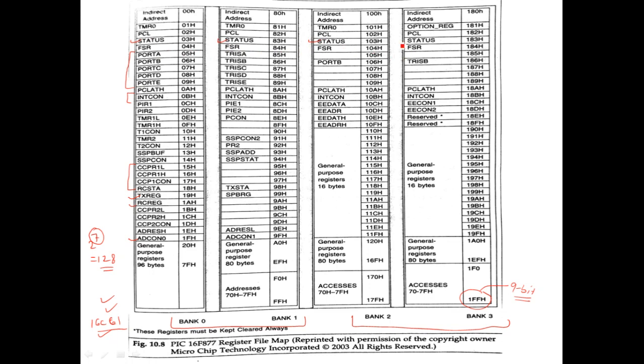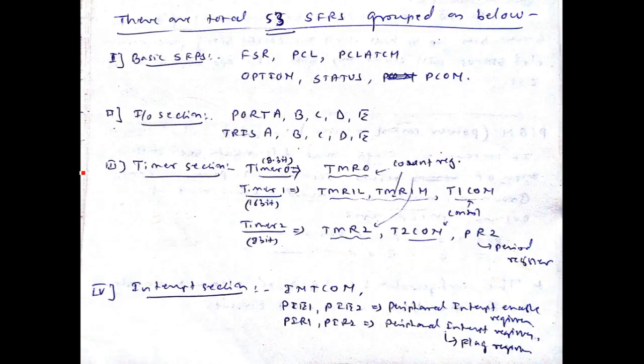The registers which are needed very often are provided in more than one register bank. Okay, some registers can be seen only in 2 register banks. Some can be seen only in 1 register bank. The SFRs which are needed very rarely are provided only in 1 memory bank. But if you count the total number of different kinds of SFRs, then that number comes out to be 53. And those 53 SFRs can be grouped as shown in this slide.